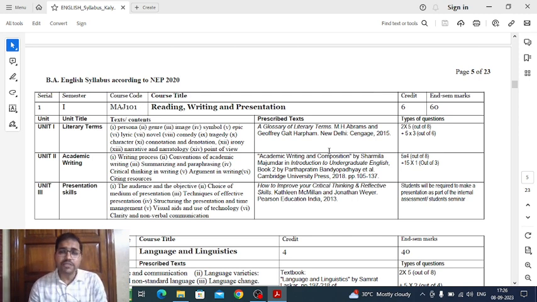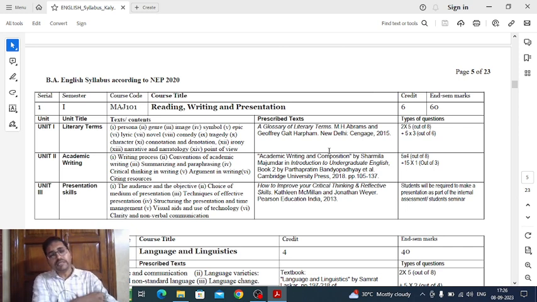Now, literary terms, academic writing and presentation skills are very important for your academic career. Afterwards, whenever you find texts in your syllabus, that means the drama, poems or novels, the literary terms perspective, literary types and how to write academic English are all very important for students in the future.